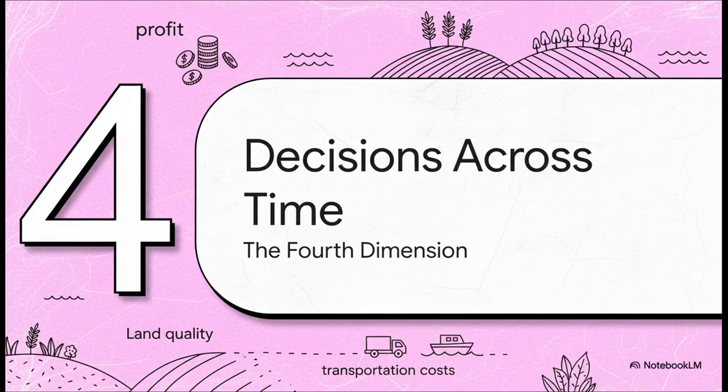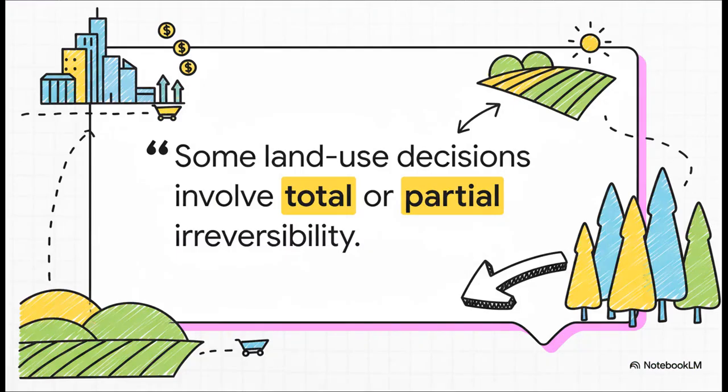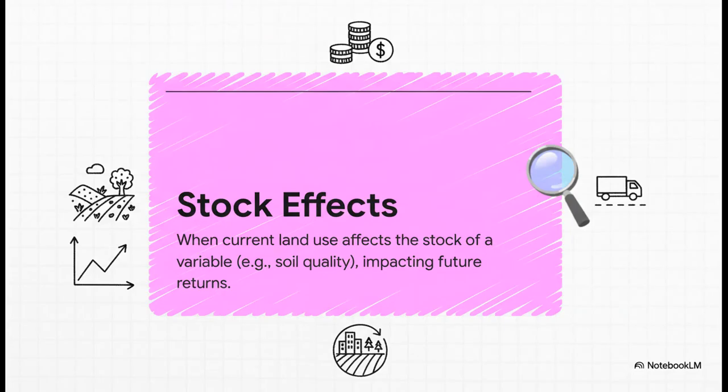But hang on, these decisions aren't just made in a single moment. Land use is a long-term game, and that brings us to the next critical piece of our model: time. This one is a biggie. Some choices, you just can't undo them. Once you develop a beautiful forest into a housing subdivision, well, you can't just easily turn it back into a forest. That makes the timing of your decision absolutely critical.